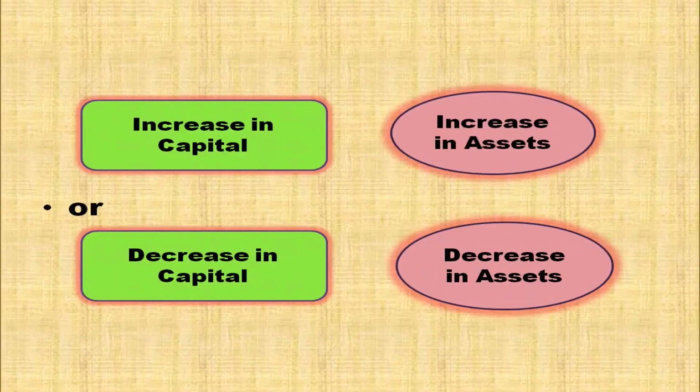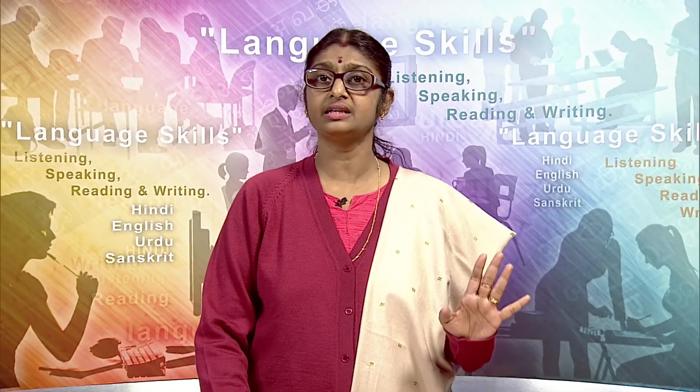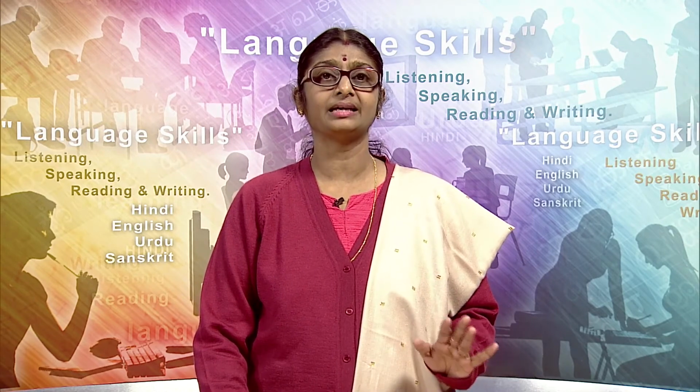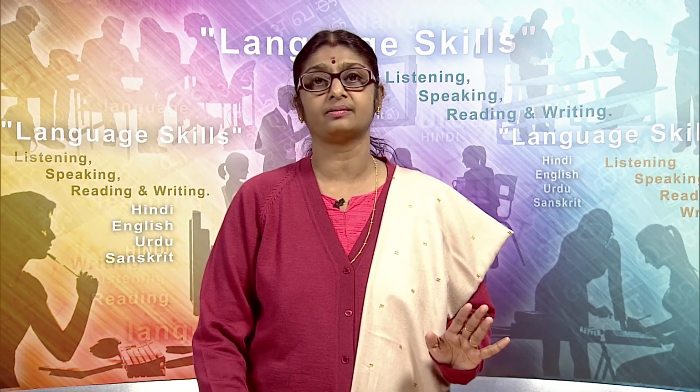In the accounting equation, there will be either increase in capital or increase in assets in every transaction, or decrease in capital or decrease in assets. It can appear in any of these 4 combinations. Either increase in capital or decrease in asset in a transaction, or increase in asset or decrease in capital, like that some combination will be there.